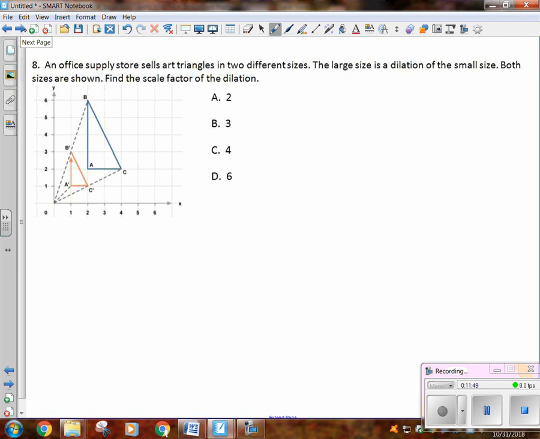An office supply store sells triangles in 2 different sizes. The large size is a dilation of the small. Find the scale factor. My suggestion is that you find a point and you compare them. I'm just going to randomly say, hey, this one's the easiest one I see. This is C.